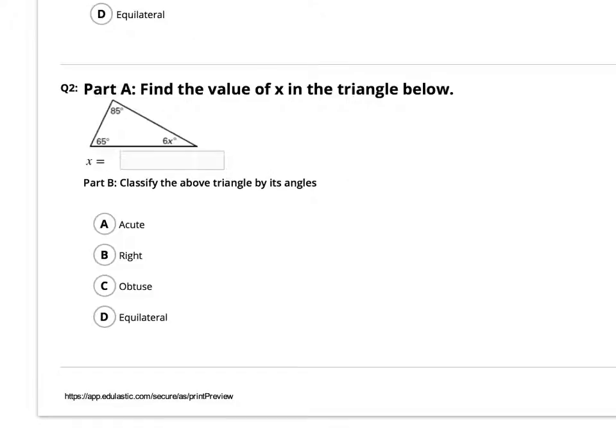Okay, question number 2. Again, we're finding the value of x. There's a part A and a part B. Again, to find the value of x, we're going to go similar to what we did in number 1. You've got 6x plus 65 plus 85. Set that all equal to 180 degrees because that's how many degrees are in a triangle. Don't forget to combine your like terms first before you go moving them over to the other side. And again, in part B, select, is it an acute, right, obtuse, or equilateral triangle? Okay, that's question 2.